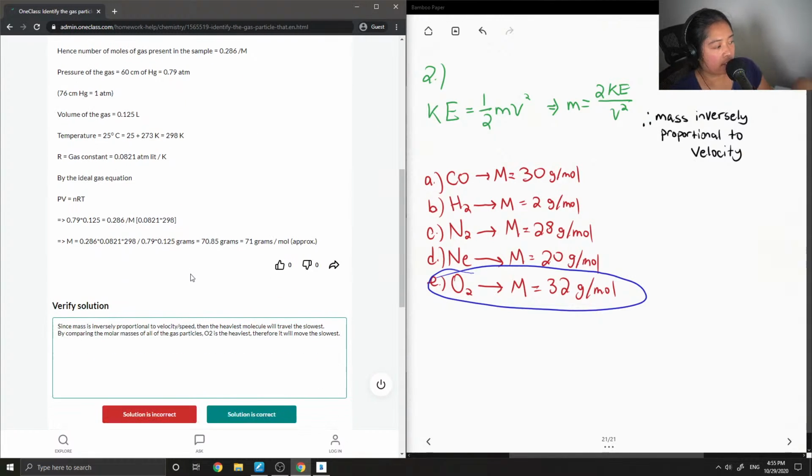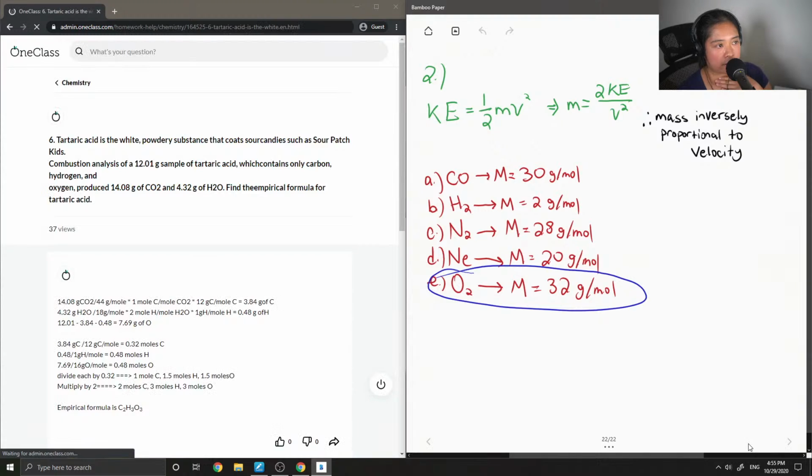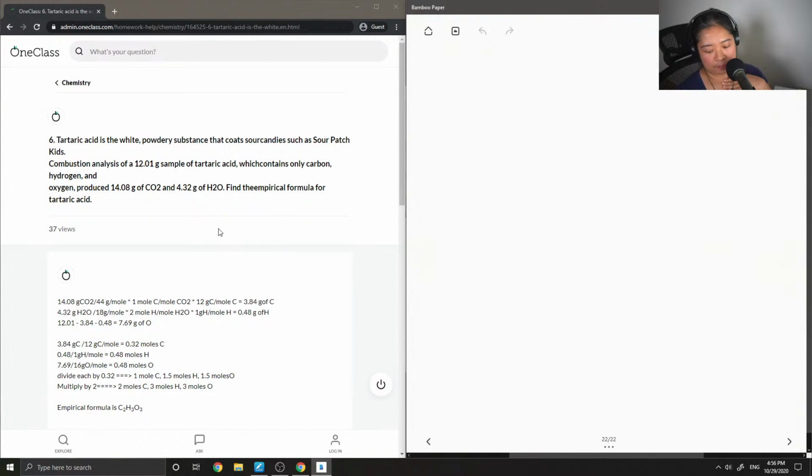Okay, so I said since mass is inversely proportional to velocity or speed, then the heaviest molecule will travel the slowest. By comparing the molar masses of all the gas particles, O2 is the heaviest, therefore it will move the slowest. Now let's move on to question number 3.